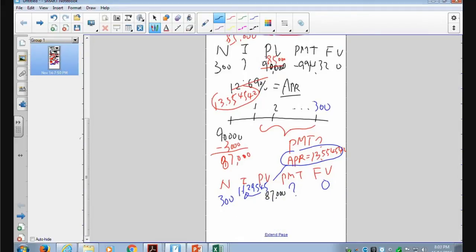So second step, we computed the monthly payment for the $90,000 loan, with the same APR as the two combined loan. So now actually the monthly payment should be... what is the monthly payment? 1,000.